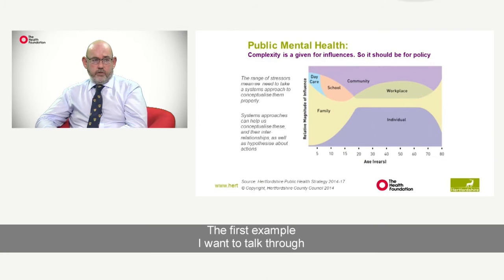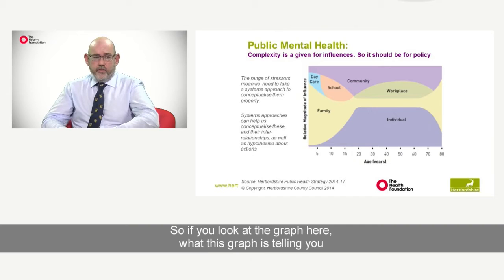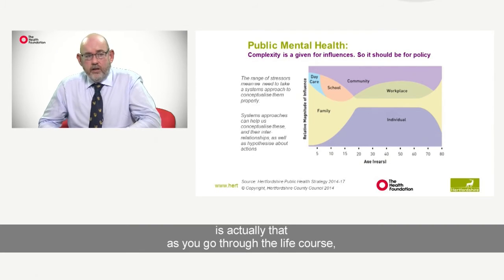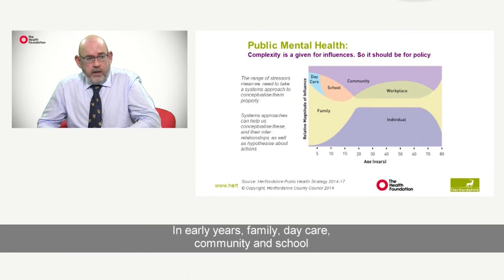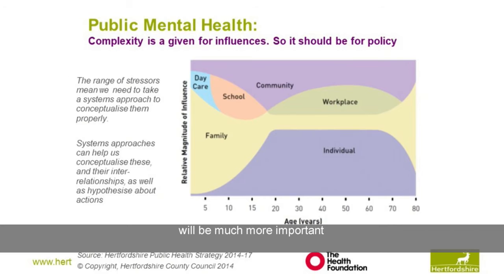The first example I want to talk through is about public mental health. If you look at the graph here, what this graph is telling you is that as you go through the life course, the influences on you and your health outcomes vary. In early years, family, daycare, community and school will be much more important than individual workplace and community influences and family influences in later life. What that means is that you need to see public mental health, somebody's resilience, somebody's well-being, as set into a range of complex factors that can impact on them positively or negatively.